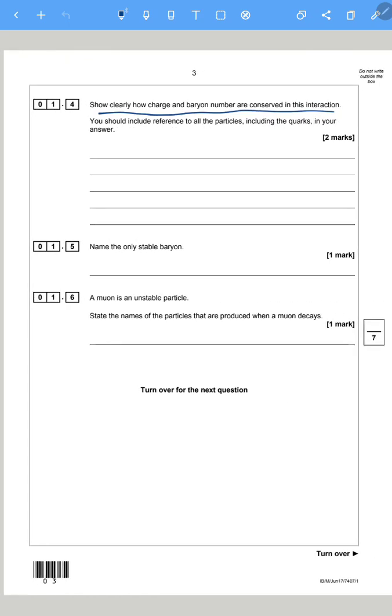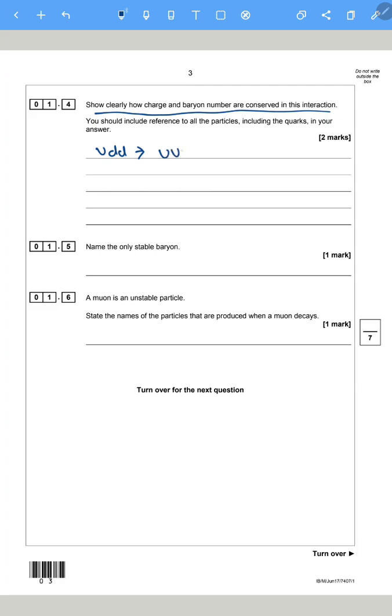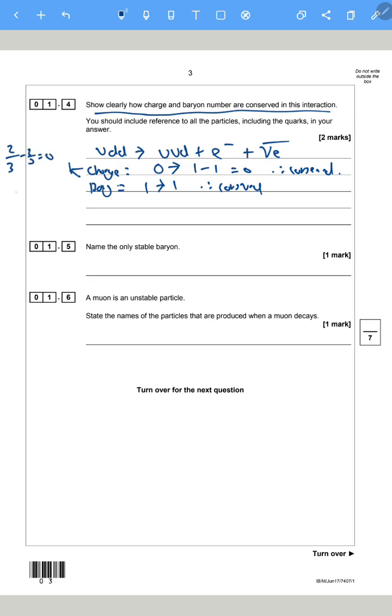So this is a UDD decaying into UUD plus an electron plus an antineutrino. So charge: 0 equals 1 minus 1 equals 0, therefore conserved. And baryon number: 1 equals 1, therefore conserved. To all the particles, including the quarks: 2/3 minus 2/3 equals 0, and 2/3 plus 2/3 minus 1/3 minus 1 equals 0. Done. And baryon, 1/3 plus 1/3 plus 1/3 equals 1/3 plus 1/3 plus 1/3.